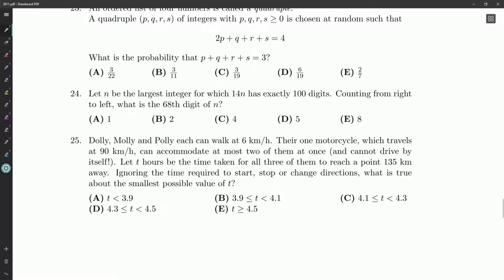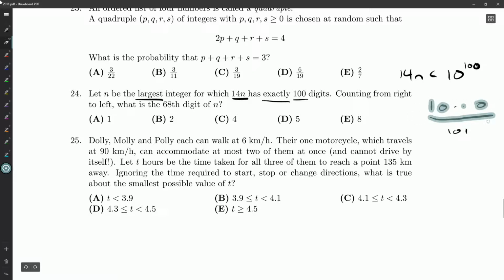Let n be the largest integer for which 14n has exactly 100 digits. So it's going to be a little less than the smallest number with 101 digits, because we want the largest one. So it's going to be less than 10 to the 100. Not 10 to the 101, 10 to the 100, because that's a 1 followed by 100 zeros, and in total that would be 101 digits.